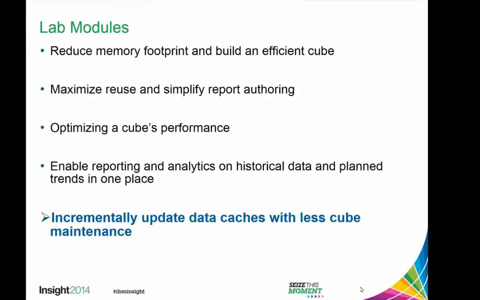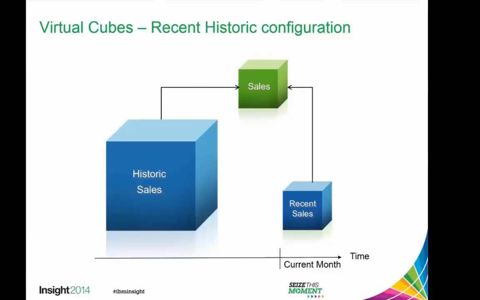Okay, so we're going to talk about incrementally updating data caches with less cube maintenance. Actually, there are two ways now in Dynamic Cubes to handle lower latency and to get your data into your caches a lot faster. So last year we talked about the recent historic configuration where you split up your fact table into two parts. One that's a lot bigger with your historic sales that doesn't change very often or at all, and a smaller part of it with recent sales, maybe the current month of data that changes and gets updated maybe more often, daily or intradaily.